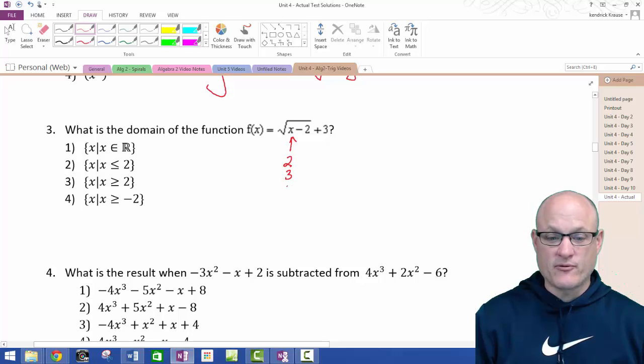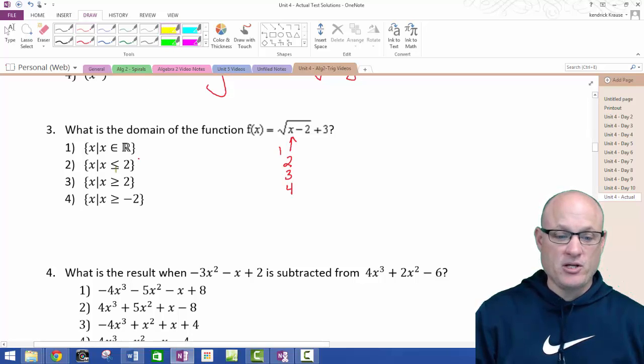That's no problem. If I put a 4, I get 2. But what happens if I put a 1? That ends up being negative. So the answer is x has to be greater than or equal to 2.